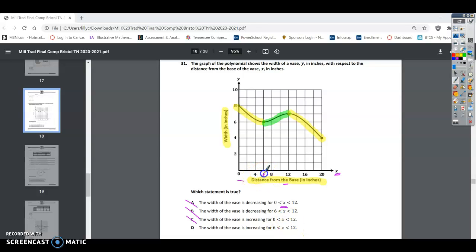Well, here's 4, here's 6, and here's 12. So from here to here, that is increasing. So for question 31, the answer is D.